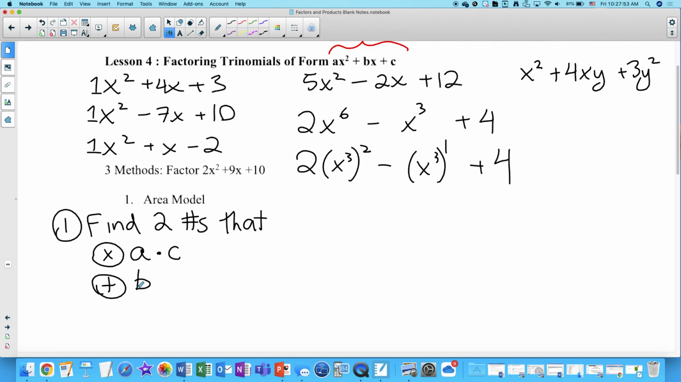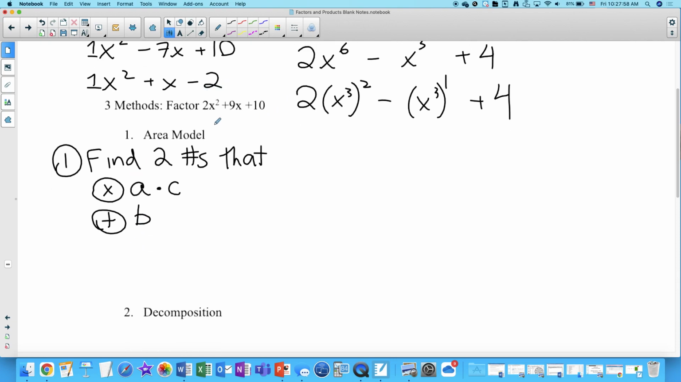Now, in this example that we're going to factor, we've got 2x squared plus 9x plus 10. So what's the a value, the b value, and the c value? A is 2, b is 9 and 10 is c. There we go. So in this case, we need to find 2 numbers that multiply to a times c, that's 2 times 10, and they have to add to b, which in this case is 9.